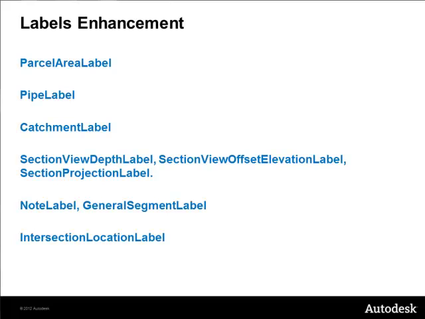There are lots of new objects being added to the labels. We tried to cover pretty much whatever was missing from the labels in 2012 or previous releases of Civil 3D's .NET API. If you go through the Civil 3D API reference document, you would see lots of new label-related classes being added, like parcel area labels, pipe label, catchment label, section view depth labels, node labels and general segment labels, and intersection location labels.